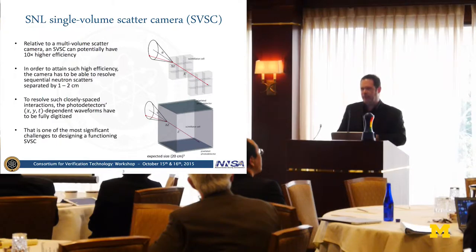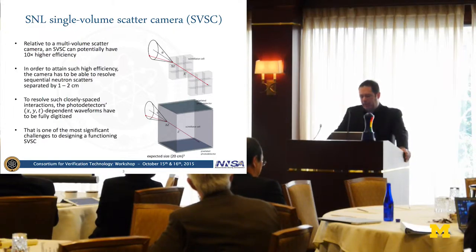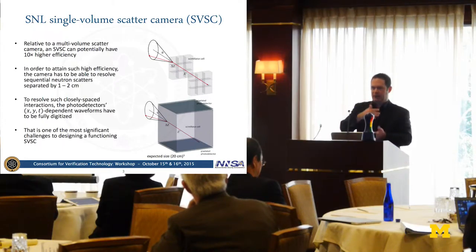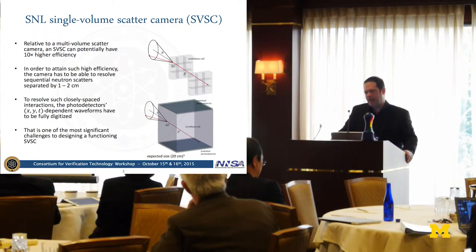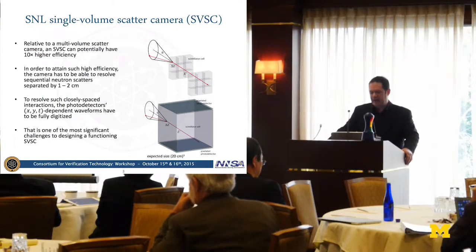The problem with multi-volume scatter cameras is the problem of efficiency. You have to have the two interactions, one in each plane, and very often the two interactions won't occur. So the idea that Sandia has been developing is a single volume scatter camera. Instead of using multiple volumes of scintillator, it uses a single contiguous volume of scintillator that's nominally about 20 by 20 by 20 centimeters, 8 inches on a side, and it takes advantage of new advances in pixelated photodetectors to measure the position and time of arrival of photons created by scintillation events inside the detector.